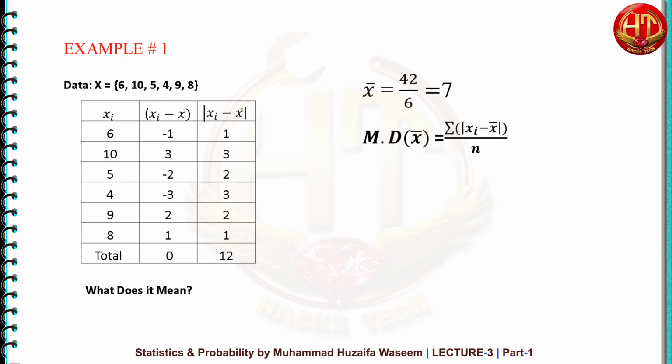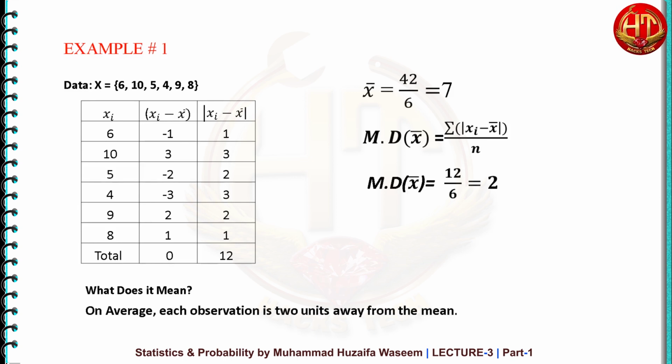So you can see that the sum of deviations is equal to 0. Then we will take the absolute values. So you can see that the sum of absolute deviations is equal to 12. So your answer is 12 divided by 6, which is equal to 2. It means that on average each observation is 2 units away from the mean.